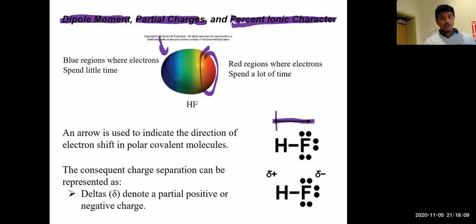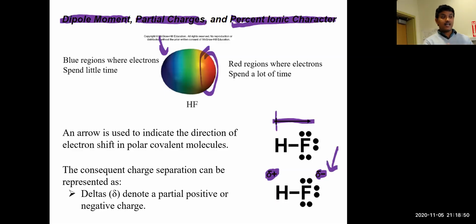Another way of showing that a bond is polar is using partial charges. Now remember, covalent bonds are not ionic bonds. You don't have ions, you just have atoms, but they pull electrons towards each other if they have a difference in electronegativity values. Because hydrogen and fluorine have a larger difference in electronegativity value, they pull the electrons towards one side compared to the other, and we use these partial positive and partial negative symbols to show that negative charge means electrons.